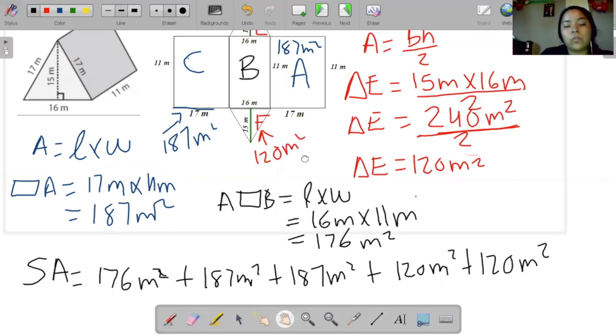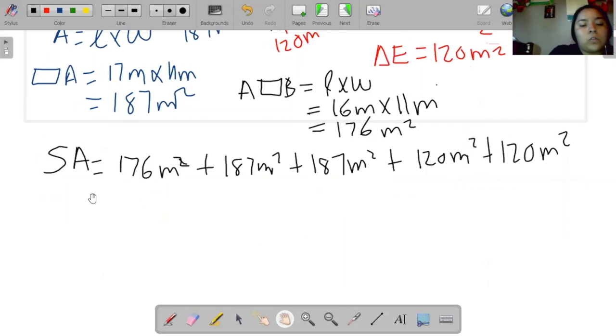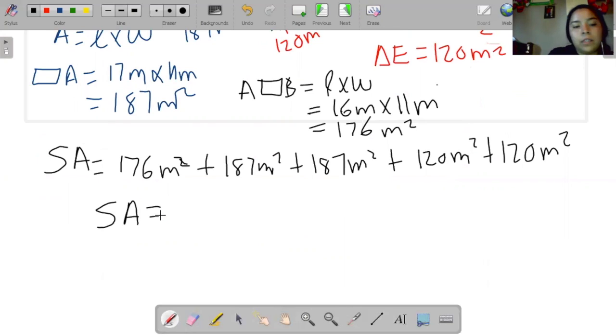So then our total surface area will be 176 plus 187 plus 187 plus 120 plus 120. So then the total surface area will be 790 meters square.